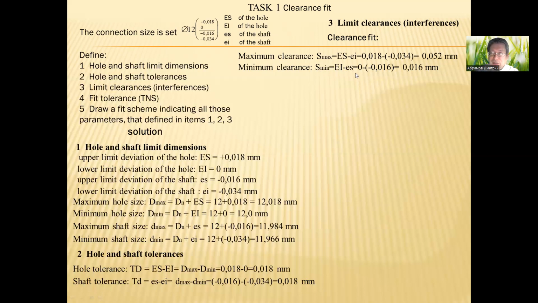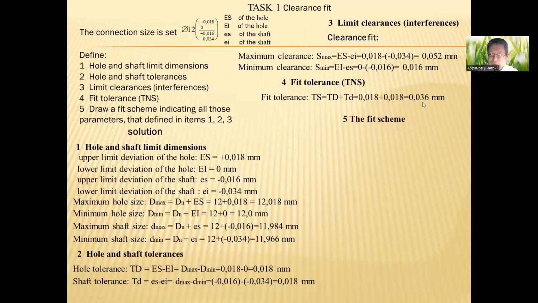Minimum clearance, S minimum, is equal lower limit deviation of the hole minus upper limit deviation of the shaft. And we have 0, minus, and one more minus 0.016. And we have 0.016 millimeters. Fit tolerance. Fit tolerance is equal the sum of hole tolerance and shaft tolerance. Big TD plus Td small. And we have 0.018 plus 0.018, and we have 0.036 millimeters.